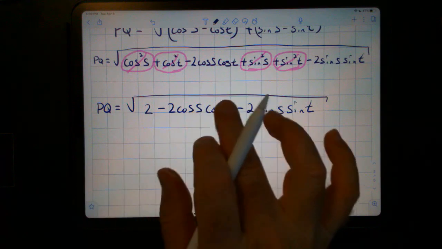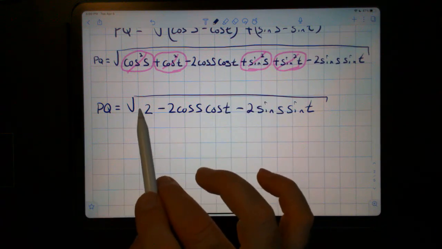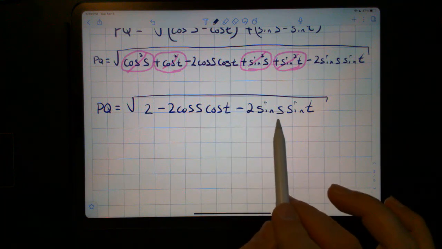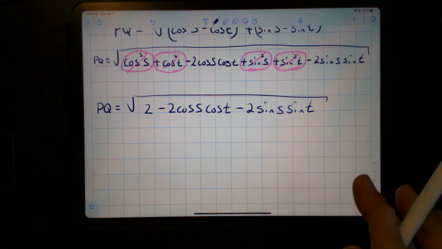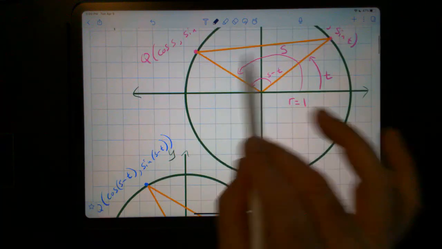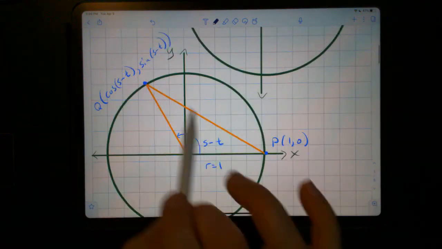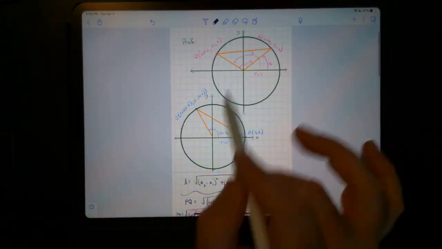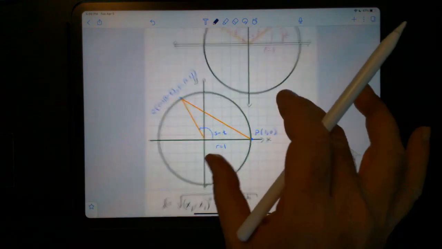So length PQ of the first triangle is the square root of 2 minus 2 cosine S cosine T minus 2 sine S sine T. That's this length here. Then we can go for this length here. It's still PQ. The length is the same.